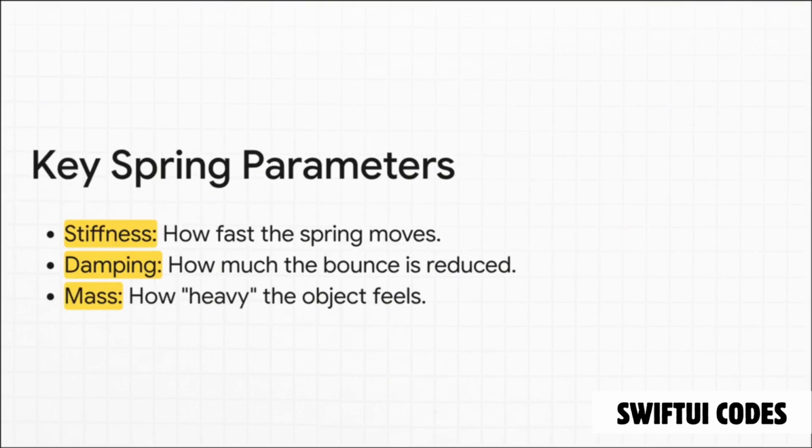You've got stiffness, that's how fast the spring moves. You've got damping, that's how much you reduce the bounce. And you've got mass, which is how heavy the object feels. Is it a feather or is it a bowling ball? This is where you get to be a digital physicist, for real. You can fine-tune these properties to get the exact feel you want.